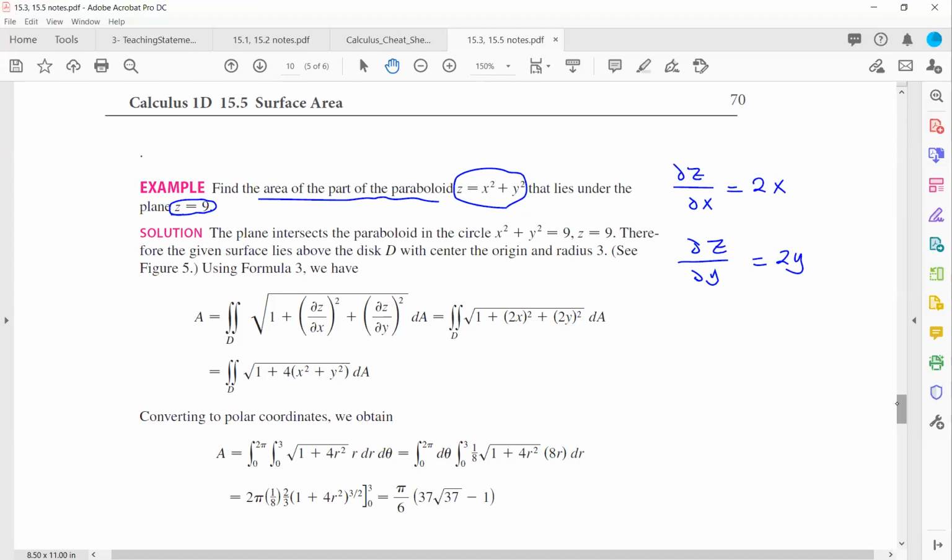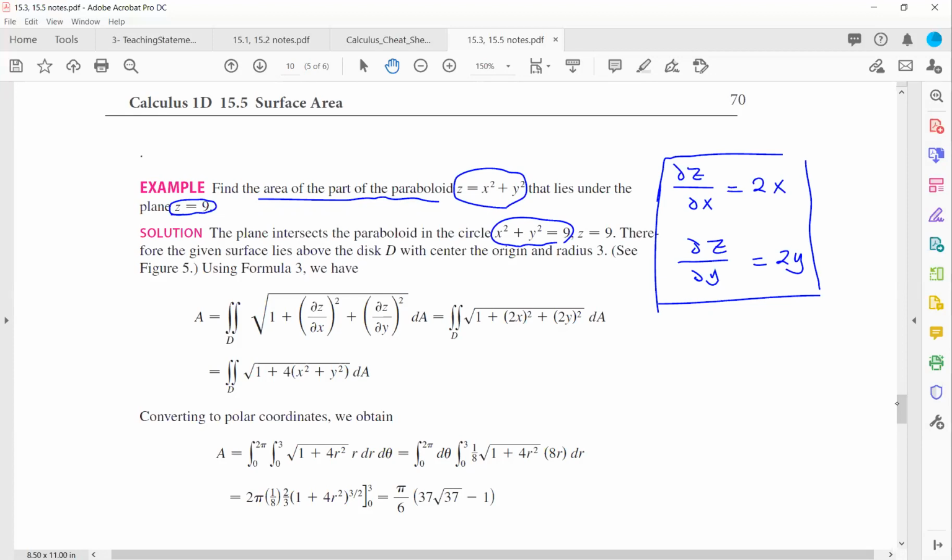I only know that my plane is z equals 9. How can I find the boundaries for x and y? So let us set these equal to each other. I know z is equal to x squared plus y squared. At the same time, I know z is equal to 9. So if I find the intersection between them, I can actually find that domain.